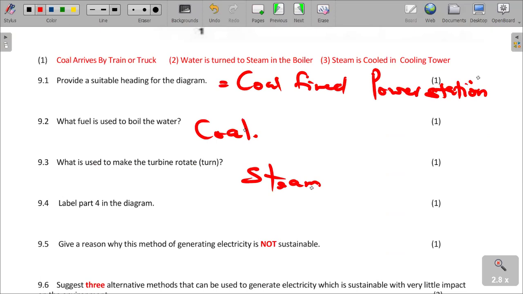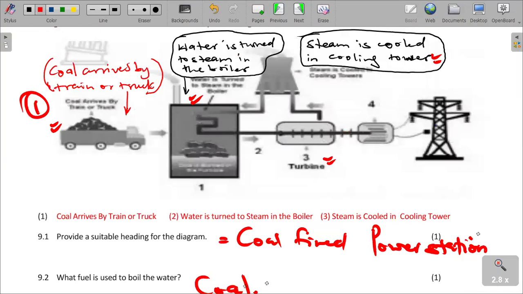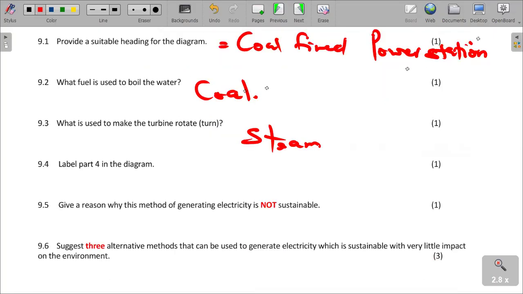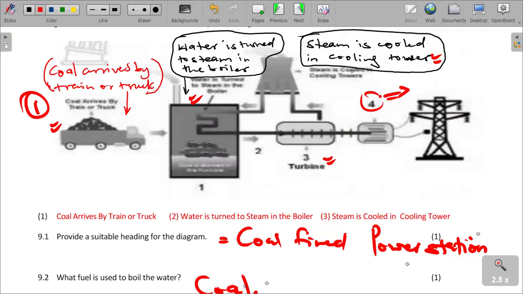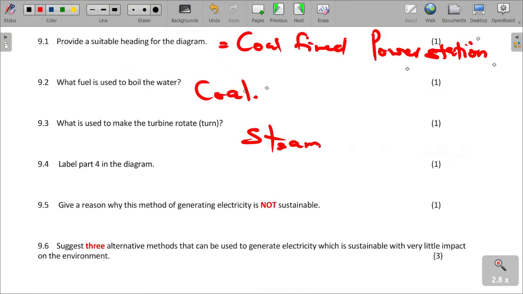Label part 4 in the diagram. Part 4 is showing the electricity being discharged. So if you check the diagram, part 4 is actually showing the generator. Part 4 is a generator here.